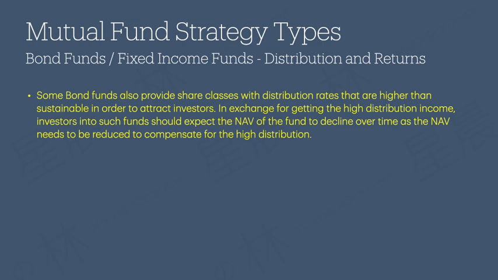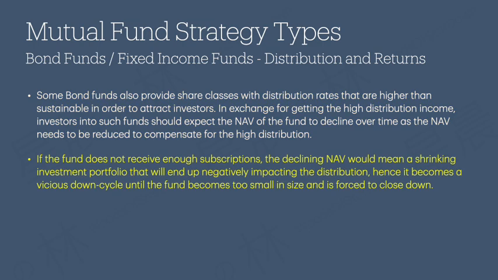This is directly reflected as a decline in the fund NAV, assuming there is no change to the valuation of the holdings. All is well if such a fund has a healthy subscription flow that helps to grow the portfolio to offset the NAV decline. If, however, the fund doesn't receive enough inflows, the declining NAV would mean a shrinking portfolio that will in turn negatively impact the future distributions. It may also ultimately end up in a vicious down cycle until the fund becomes too small in size and is forced to close down.